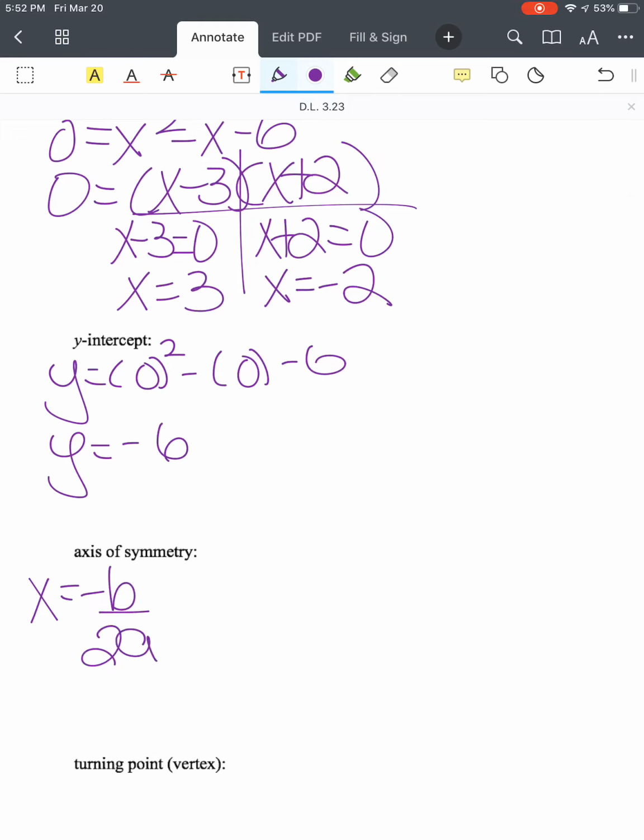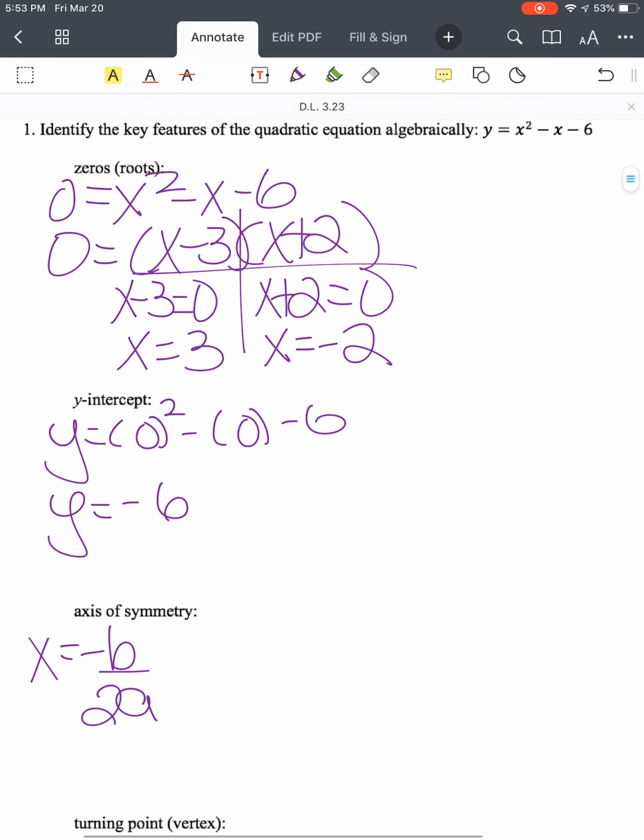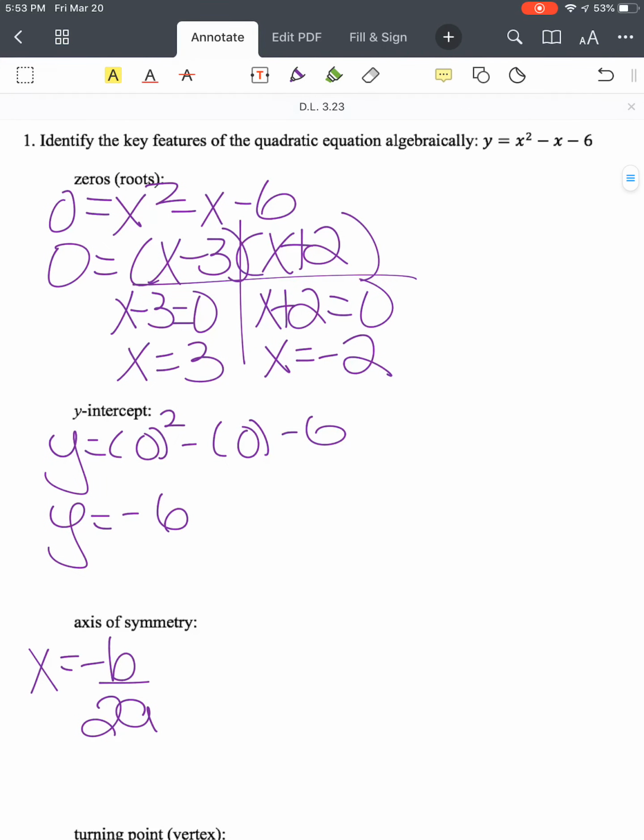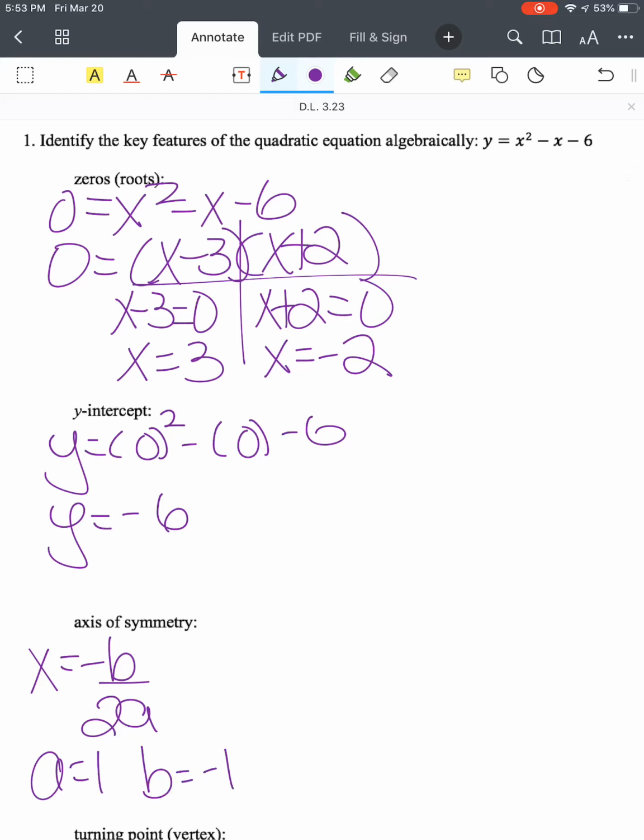Okay, so it's always good to take a look at what a and what b are. a is the number in front of the x squared, so a equals 1, and b is the number in front of the x, so b equals negative 1. So x equals negative b, so negative 1 is 1, over 2a, 2 times 1, so x equals 1/2. You can write it as x equals 0.5. Those are the same, so whichever way you want to write it, x equals 1/2 or x equals 0.5. That's where the parabola is cut in half.